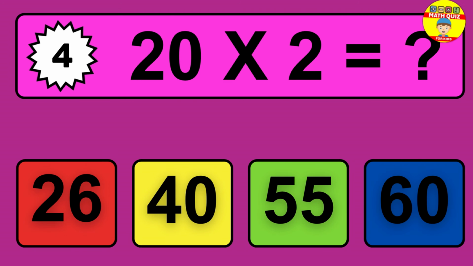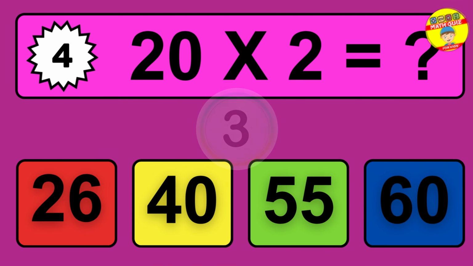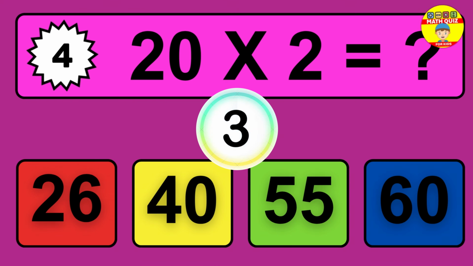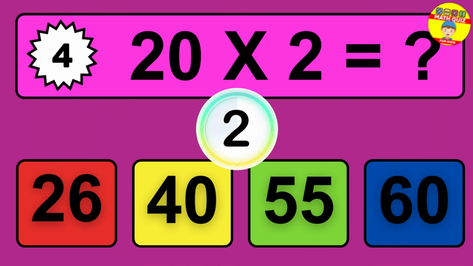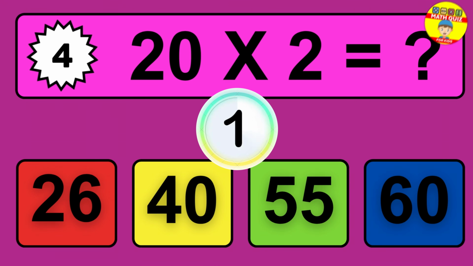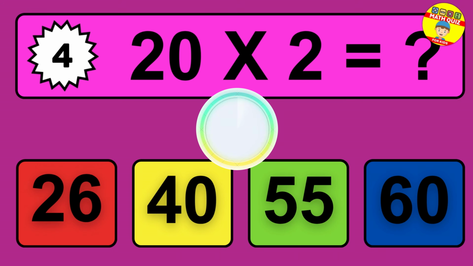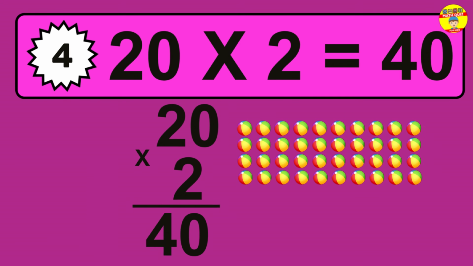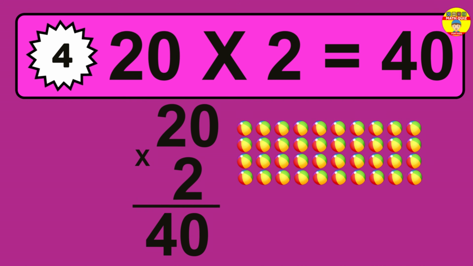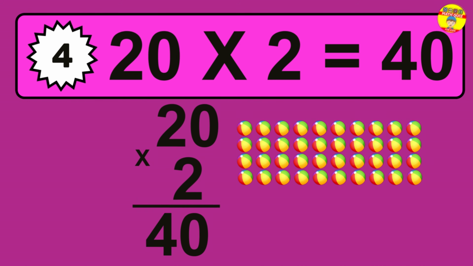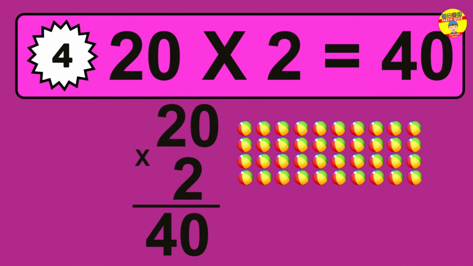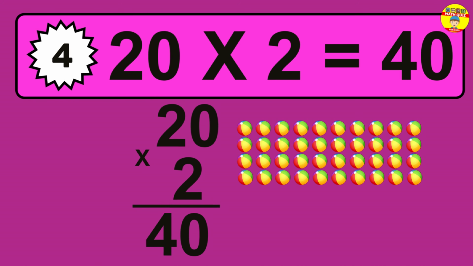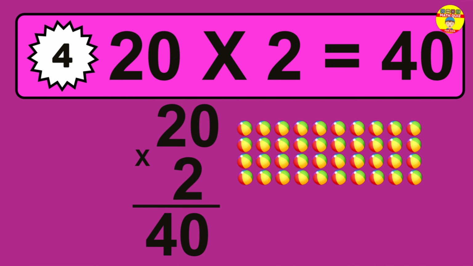Question 4. 20 times 2 equals what? So, the answer is 20 times 2 is 40. To calculate, we have 20 groups with 2 balls each one. So, how many balls do we have? 40 balls.